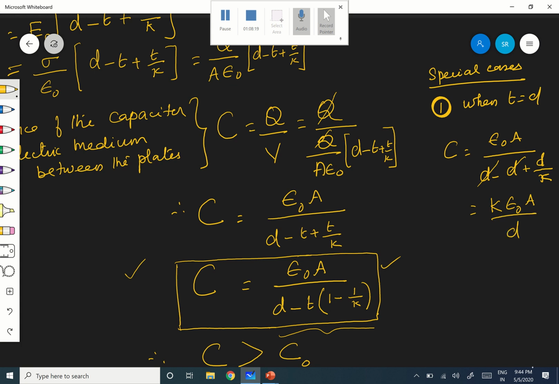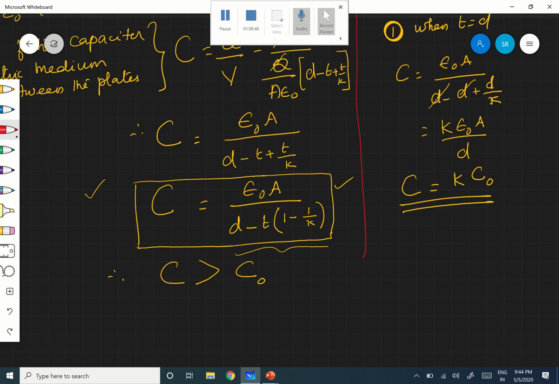Therefore, capacitance C is equal to K into C naught. Are you following? That is correct. If the dielectric is fully filled, it is K into C naught, the same thing we are getting. Here it is not fully filled, only some thickness, some space is filled, so this is the expression. If it is fully filled, it is like this. This is a special case.